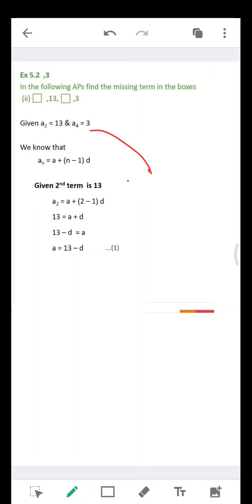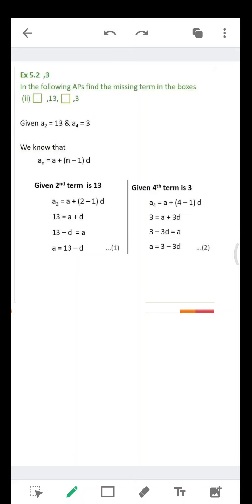Then from A4 let's find another equation. That will be A4 is equal to A plus 4 minus 1 into D. I am just putting the N value here in the formula, because we cannot find the A and D values from this question. A4 is 3. So 3 is equal to A plus 3D, as 4 minus 1 gives you 3D. So 3 minus 3D is equal to A. So we have A is equal to 13 minus D, and here A is equal to 3 minus 3D.